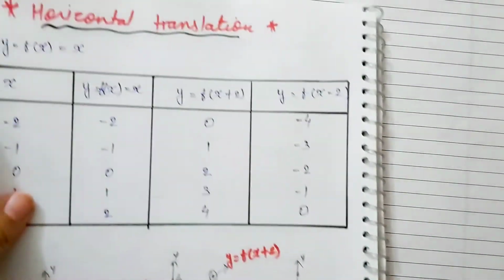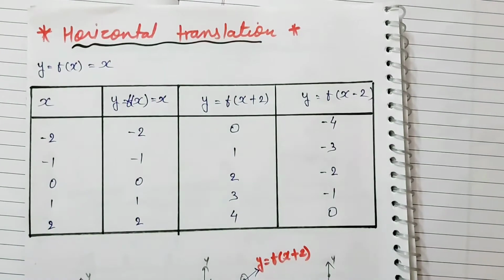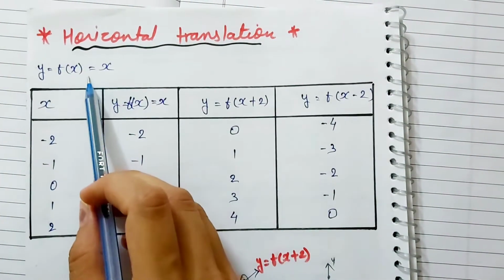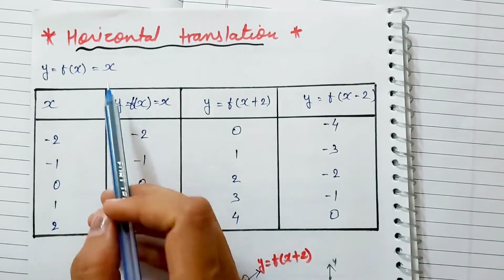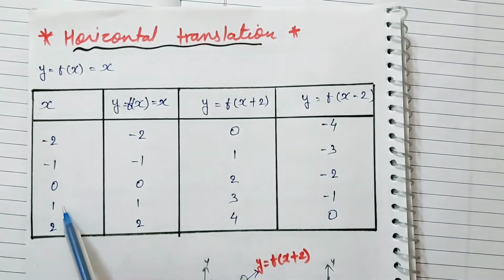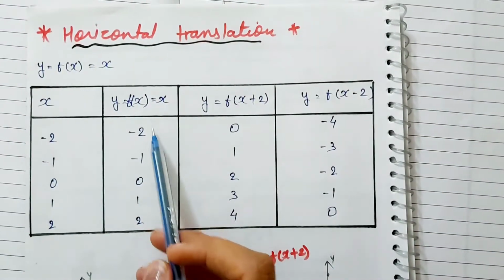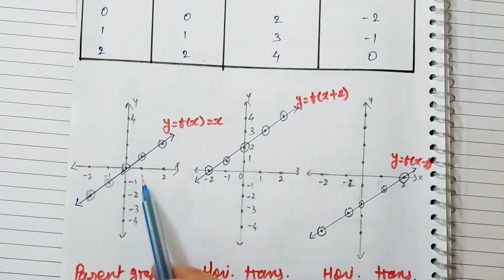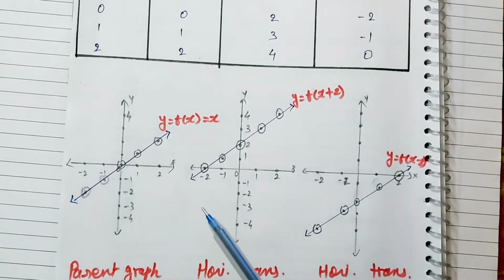Now let's talk about horizontal translation. Horizontal has something to do with what is inside the bracket. So here I am picking the linear function, y is equal to f of x is equal to x. I'm picking the standard x values, -2, -1, 0, 1 and 2. The corresponding values are going to be the same because y is equal to x, and I'm plotting this graph. So this is my parent graph, a line that is passing through the origin.